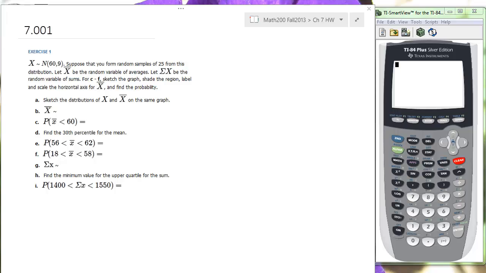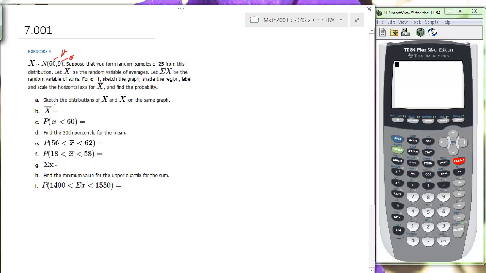This is a problem from chapter 7. This is exercise number 1. Here we have a random variable, a normal distribution with a mean of 60 and a standard deviation of 9. Now they want us to form a standard deviation with 25 samples, an x bar standard deviation, so that's using the central limit theorem. And then they are also interested in having us compute the sum of x as another random variable. So they asked us these questions.